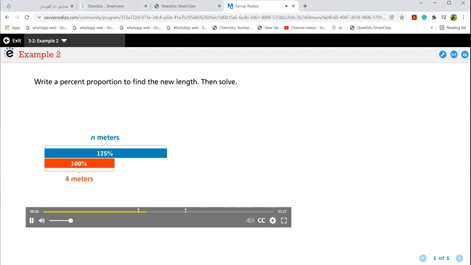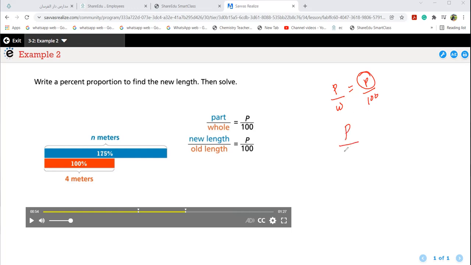Now write a percent proportion to find the new length. The ratio of the part to the whole is equal to the percent, p to 100. In this problem, the part is the new length of the room, and the whole is the old length. Now tell me, did you get this? You know that we have part and we have whole, and we have p and we have 100. P means percentage. Usually you are finding the percentage, but in this question, percentage is given to you, but the part is not given to you. Whole, they have given to you as old length. How much did they give you?